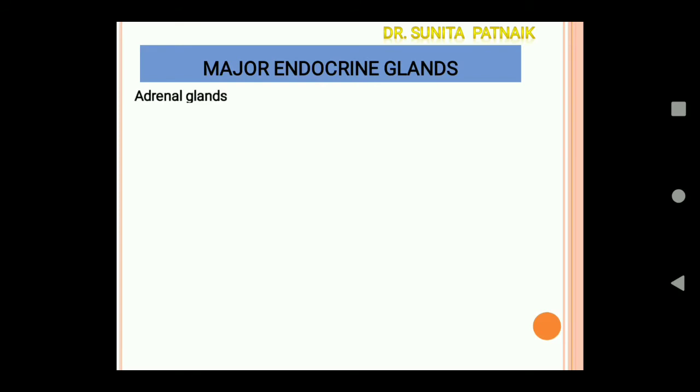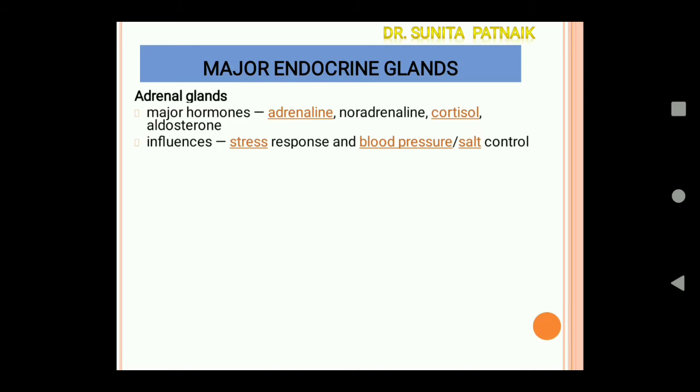Let us study adrenal gland now. Adrenal gland is always present in pair, also known as suprarenal glands, and they are located on the upper border of kidney. So the gland shows two distinct regions, cortex and medulla. So the major hormones are adrenaline, noradrenaline, cortisol, aldosterone. It influences stress response and blood pressure, salt control.